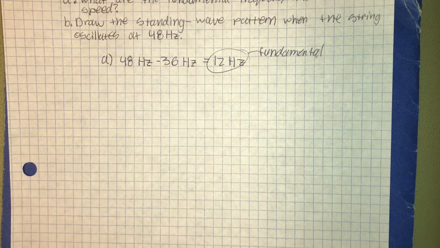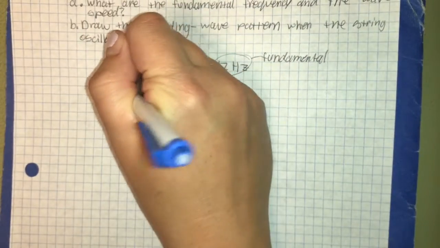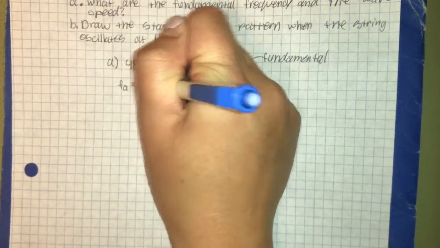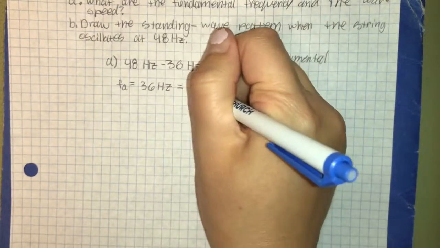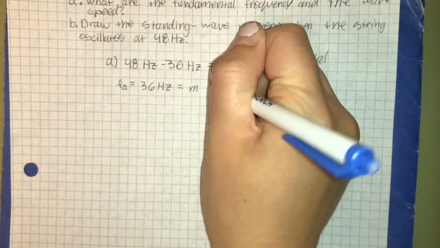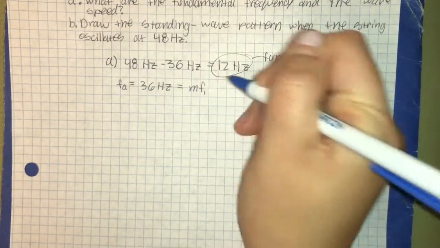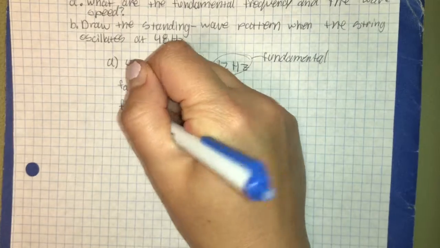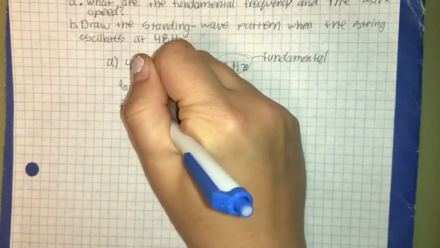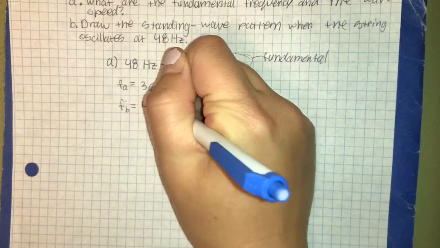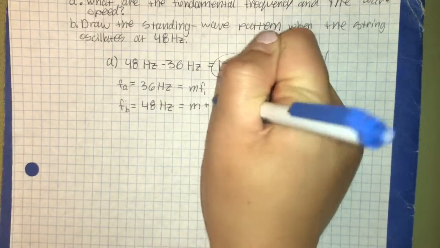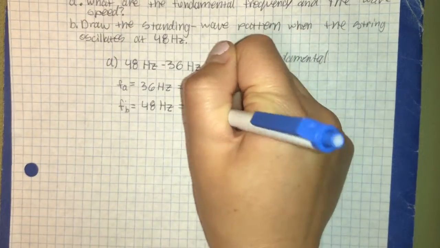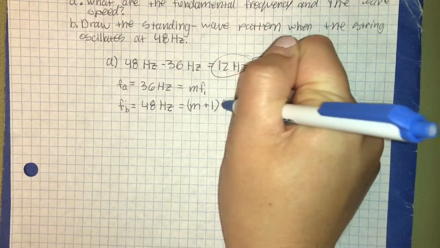So if we were to assign the first frequency, frequency A, to be 36 Hz, we know that this is going to be equal to whatever mode you have here times an initial frequency, and the following frequency, 48 Hz, is going to equal the previous mode plus the next step mode, so you're going to add 1 times that same frequency that you used.